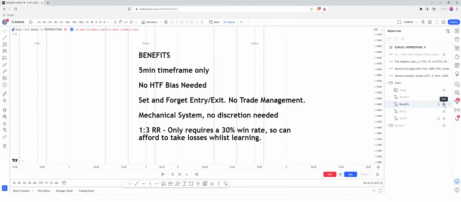The key benefits that I really like about this strategy is that we are only going to be using one time frame, which is the 5-minute time frame only. Because we're only using the 5-minute time frame, we have no higher time frame bias needed. The strategy is essentially a set and forget entry and exit model, so there's no trade management. We're not going to be doing partial take profits, and we're not going to be moving our stop loss to break even. So that means there's less human involvement required, which means that we as traders can't mess this up. It's a pretty mechanical system with no or very little discretion needed.